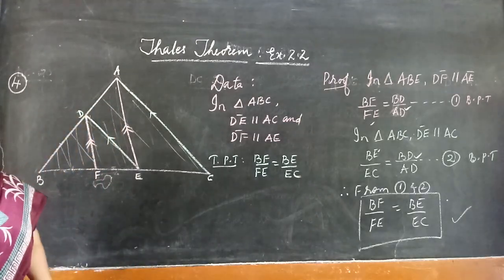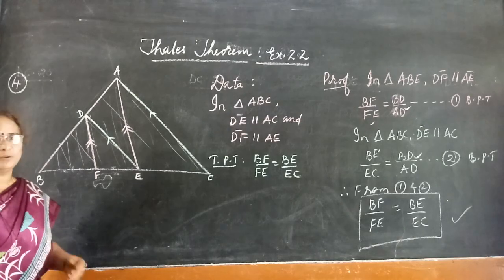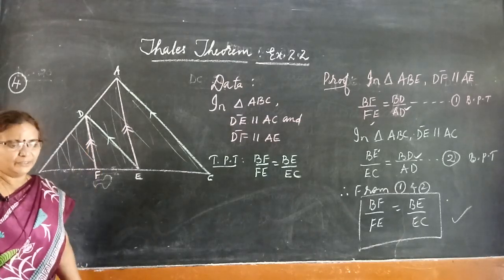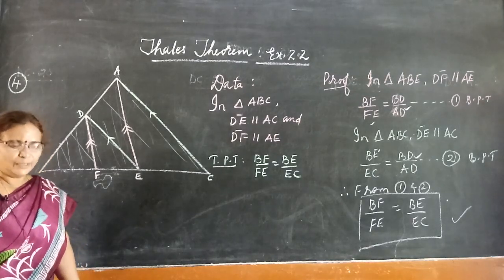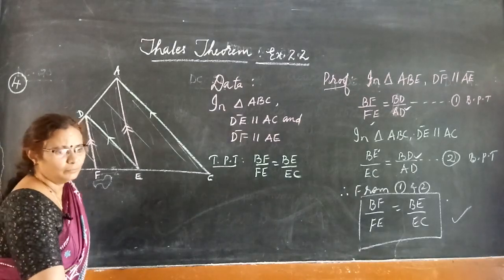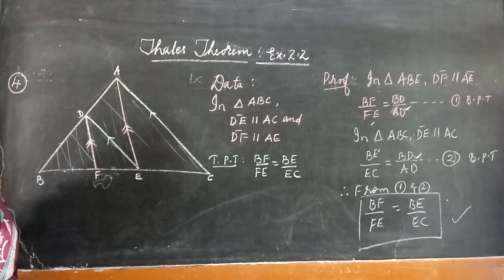In the previous class, we had solved 3 problems on Thales theorem. From exercise 2.2, 3 problems were solved. Today I am going to show how to solve the 4th problem.